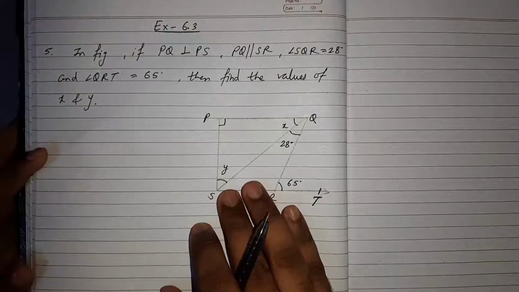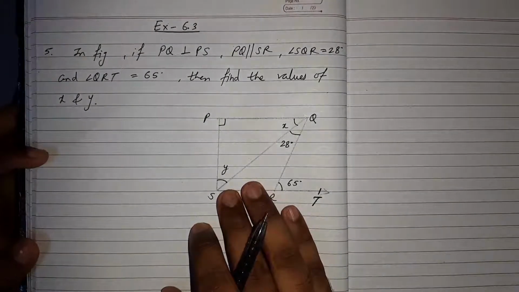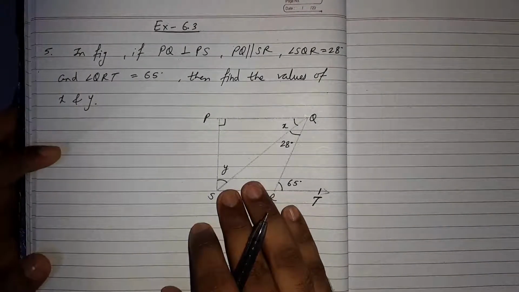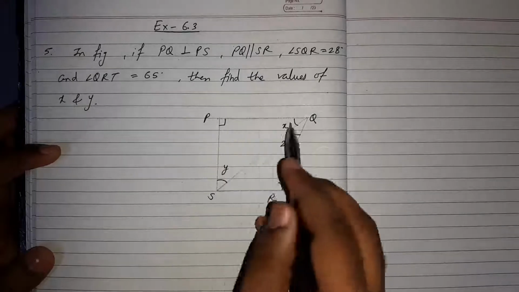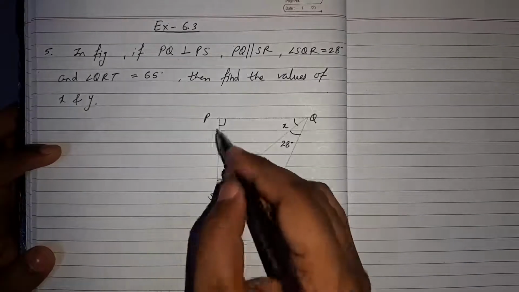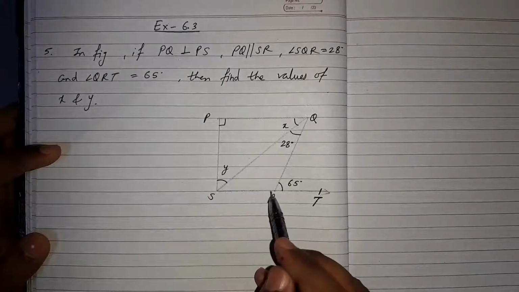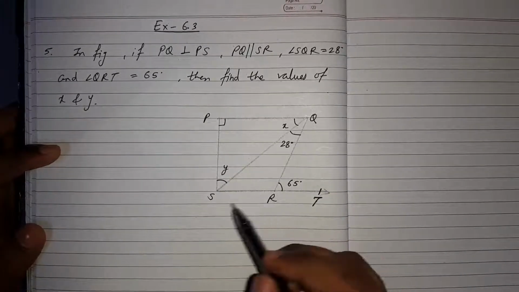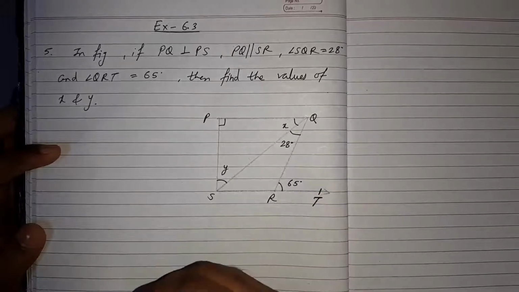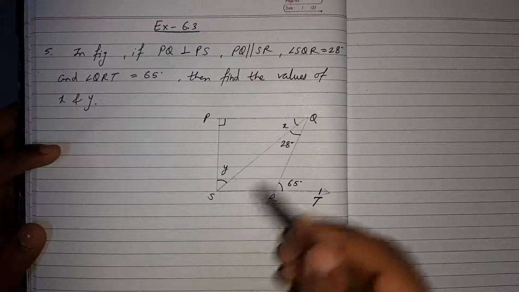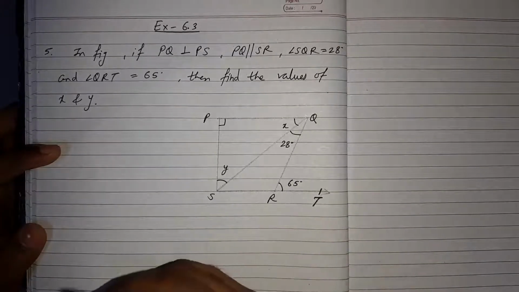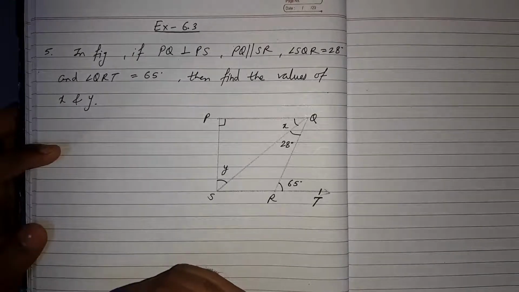Now we will continue to exercise 6.3 question number 5. In the figure, PQ is perpendicular to PS, so this angle is 90. PQ is parallel to SR. Angle SQR, this angle, is 28 degrees, and angle QRT, this exterior angle, is 65 degrees. Then find the values of x and y.